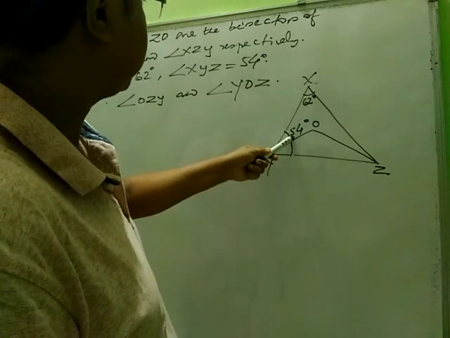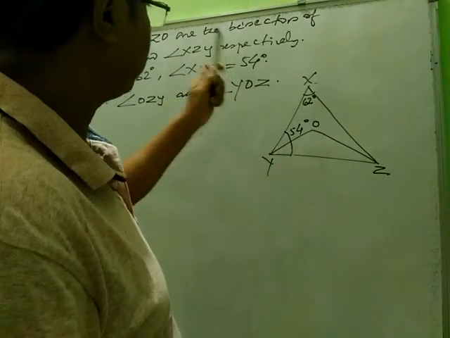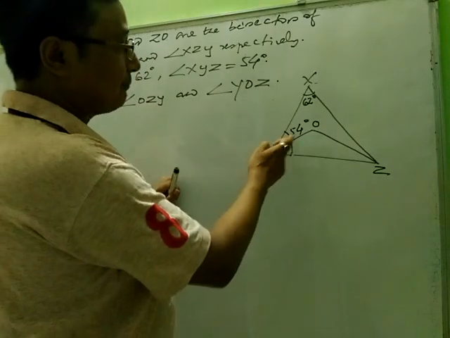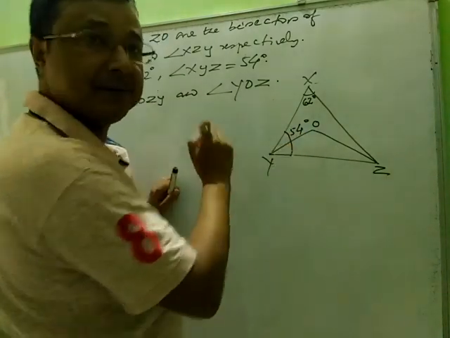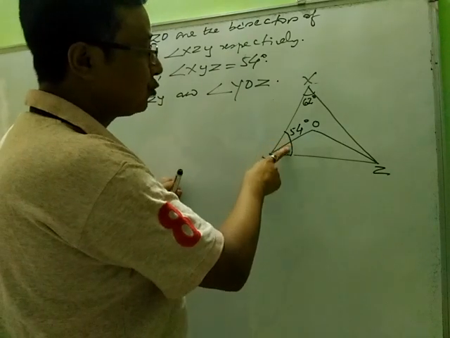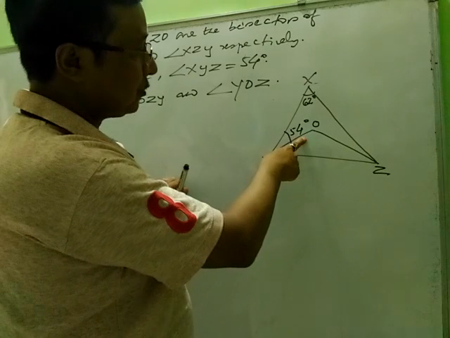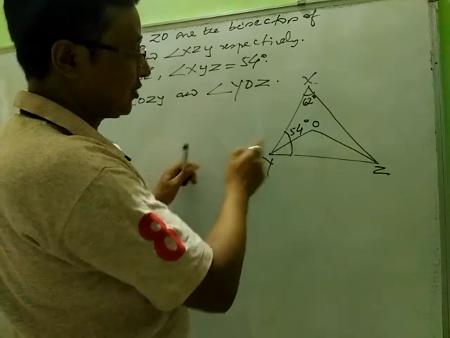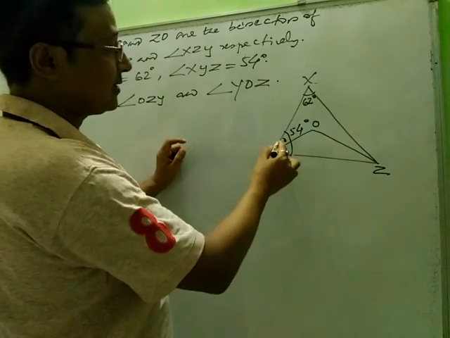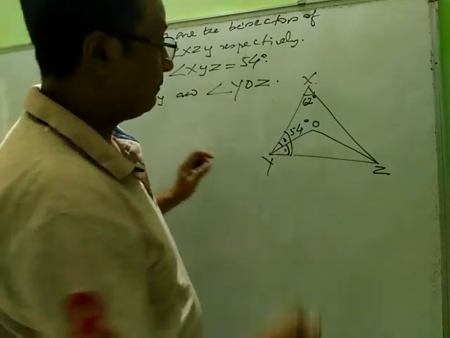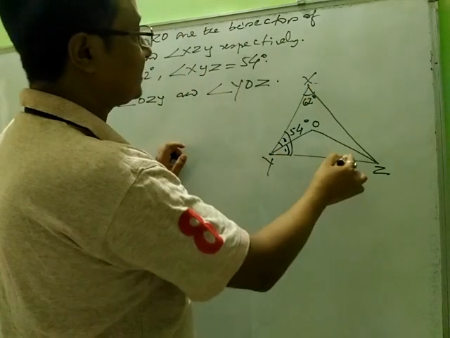Now, angle XYZ is given as 54 degrees. Since this line divides the whole angle into equal parts, each of the two angles will be equal. Dividing by 2, you will get 27 degrees each, this part and this part. These two parts are equal because the line YO bisects angle XYZ.